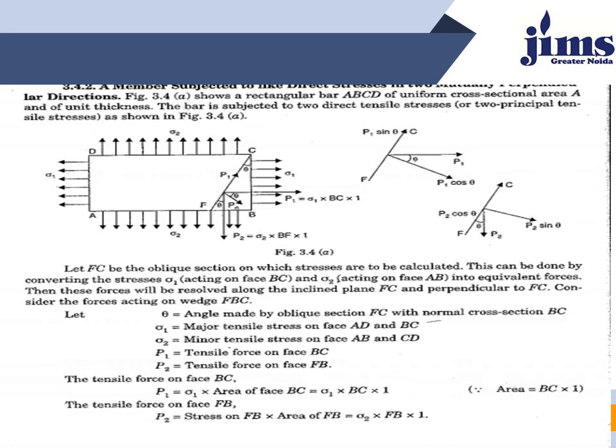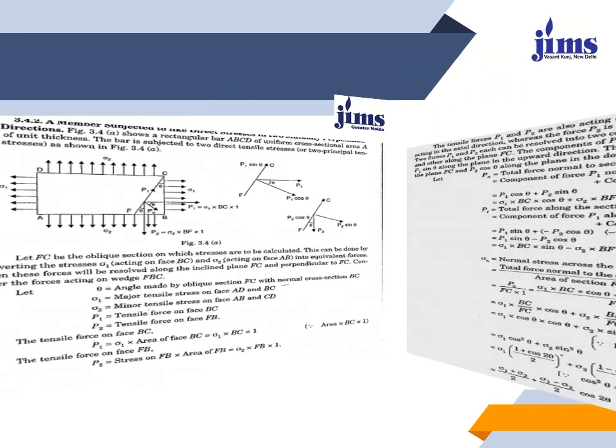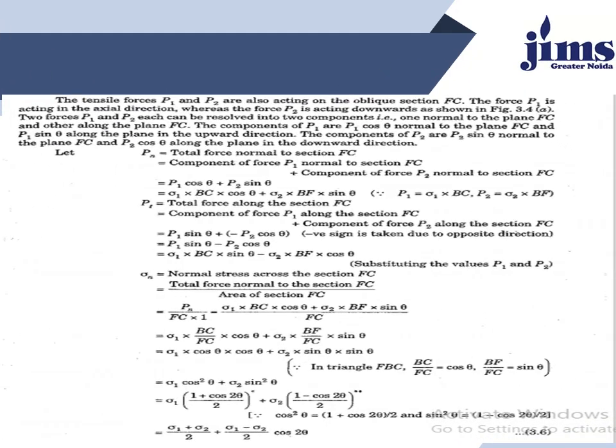Therefore, the tensile force on the face BC is P1, which is equal to sigma 1 multiplied by the area of face BC, that is sigma 1 multiplied by BC. And the tensile force on the face FB is P2, equal to sigma 2 multiplied by the area of FB. The forces P1 and P2 act in the axial direction only.